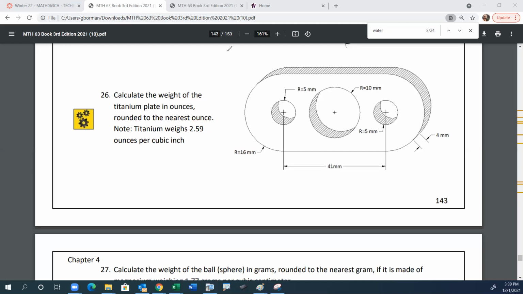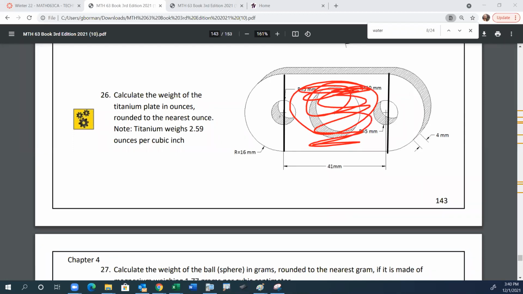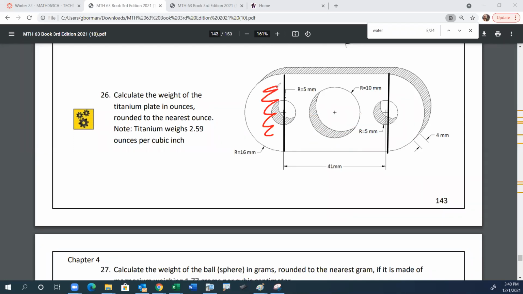Now, to do that, we have to first recognize that we can split this guy up into 3 pieces such that the middle piece, if you ignore the holes, is just a rectangular prism. And the 2 lobes on the end together form a single cylinder. We'll worry about the holes after we figure all that stuff out.